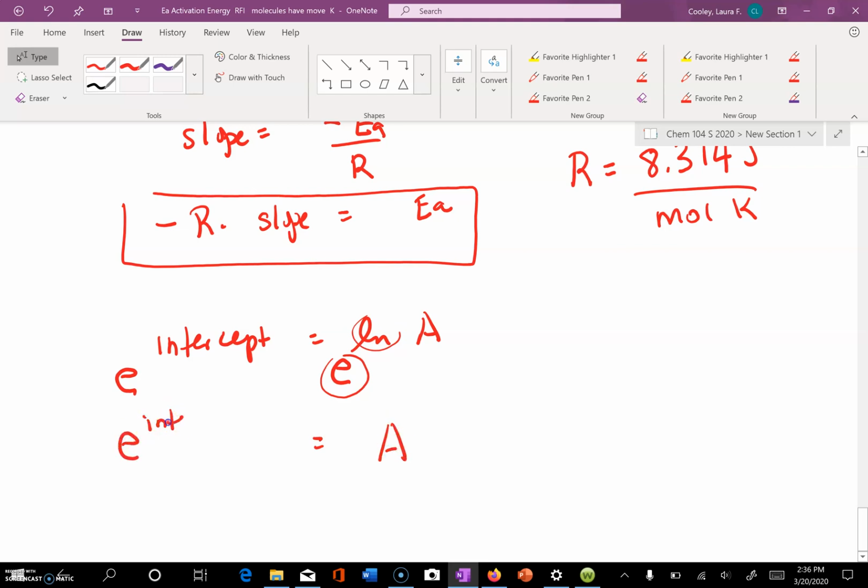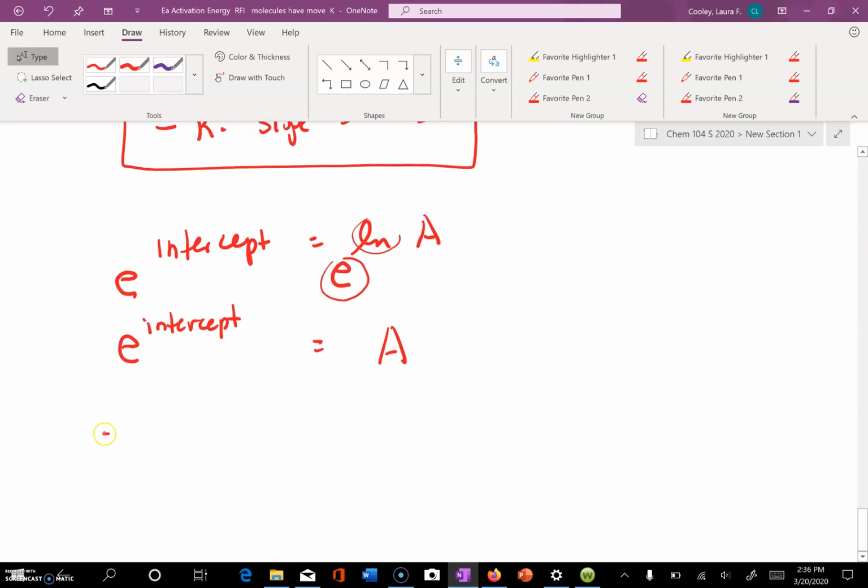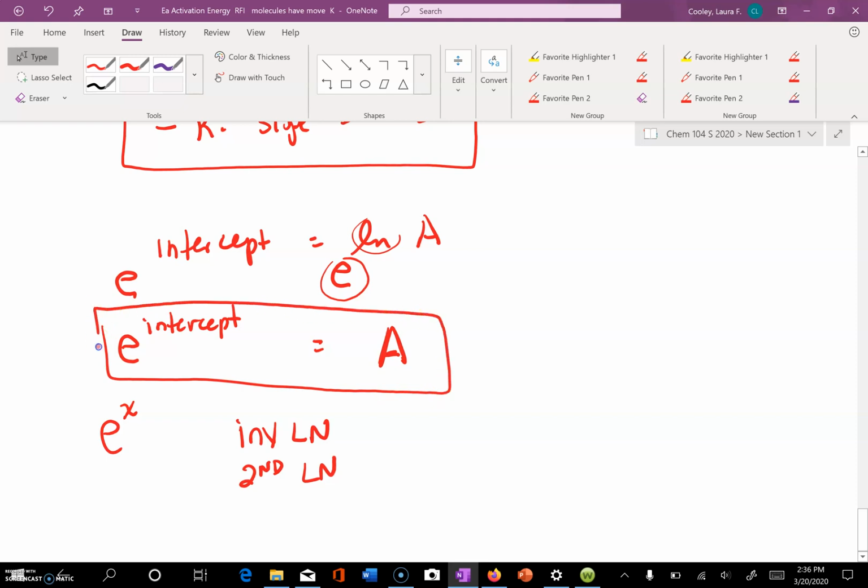A is E to the intercept, and you say, oh, how am I going to do that on my calculator? Well, you will either have an E to the X button on your calculator, or you will have an inverse ln. Sometimes on some calculators it's second ln. You may need to send me a photo of your calculator if you don't know what button to push, something like that. So you'll be able to figure out the pre-exponential factor by taking E to the intercept.